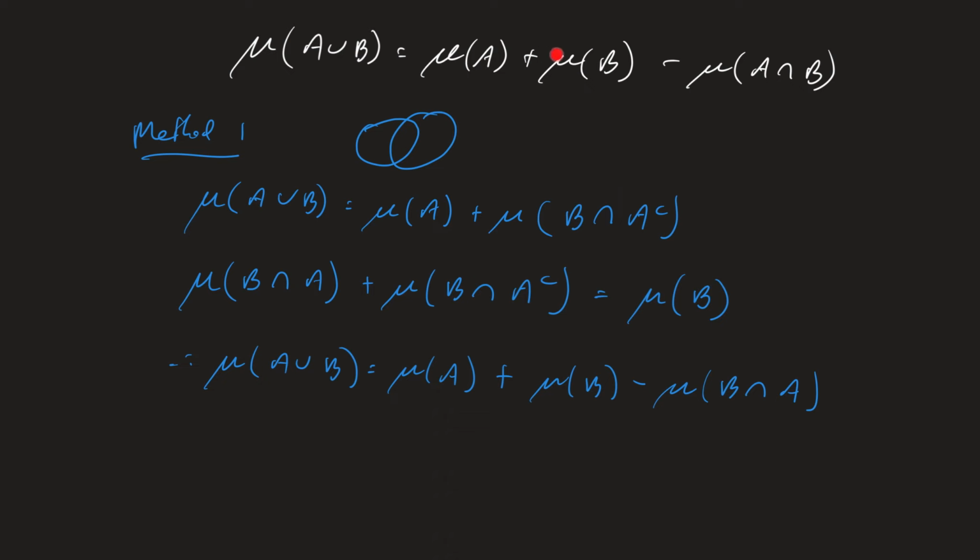One way to prove this formula is to start off by saying the area of A union B is equal to the area of A plus the area of B that does not intersect A. So the C here denotes complement. This is a basic axiom of area: the area of A union B is equal to the area of A plus the area of B whenever A and B do not intersect.